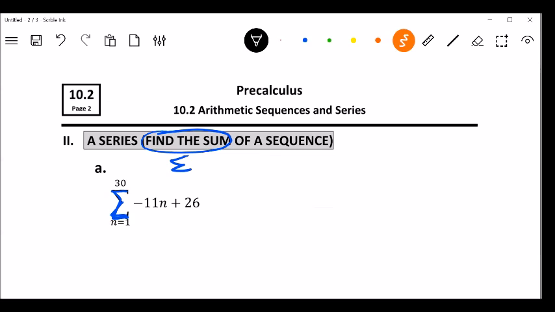There's a formula that's much easier to use to help you find a sum, especially since we're going from 1 to 30 terms in the sequence. So we have to find the first 30 terms and add them up. That's tedious unless we use a formula. So here is the sum formula.